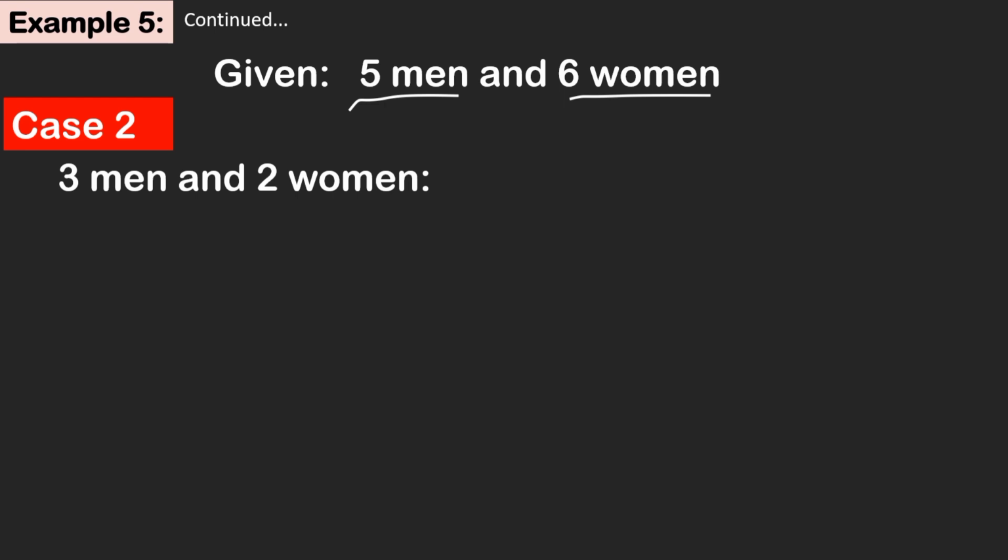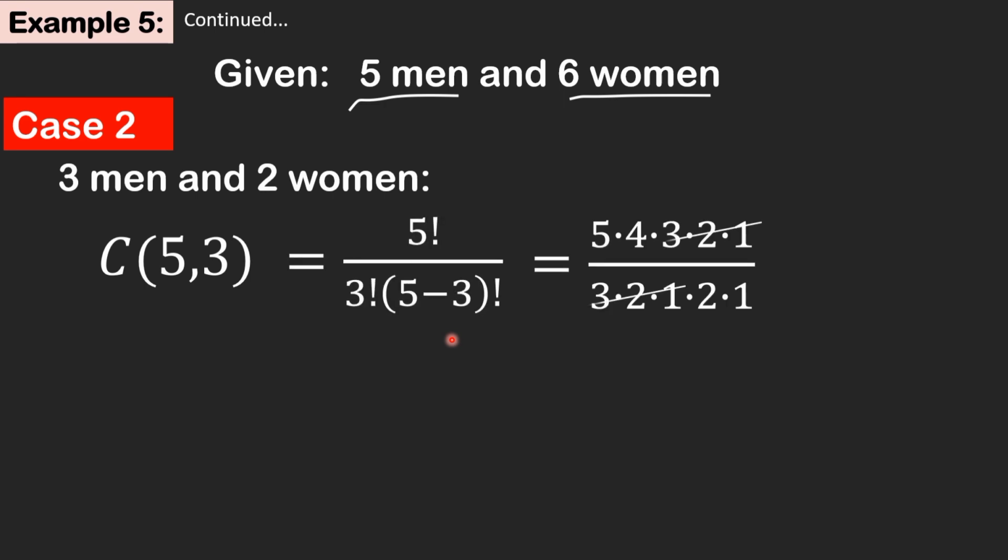Case 2, 3 men and 2 women. Choose 3 men from the 5 men available. Substitute the value of n and r to the combination formula. Expand and simplify by cancellation. Then there are 10 ways to select the 3 men from the 5 men.